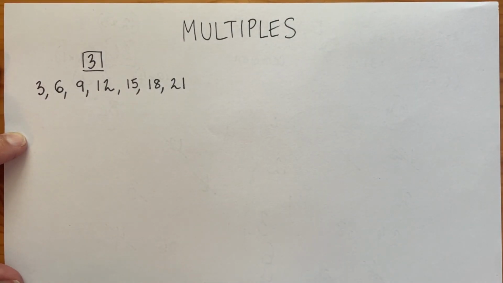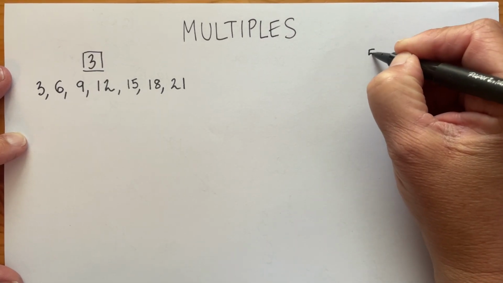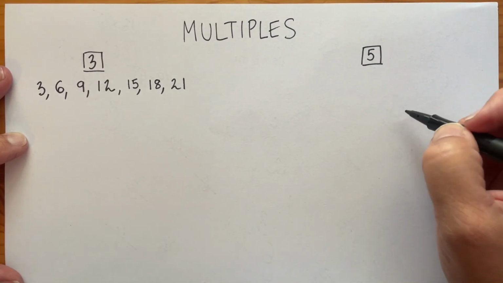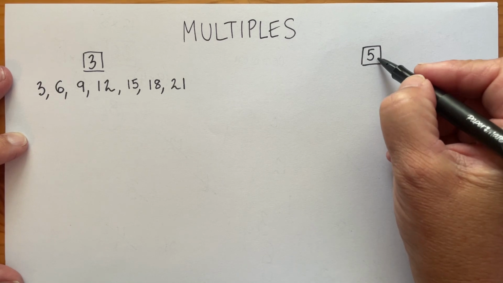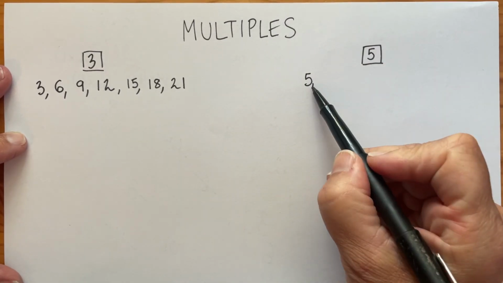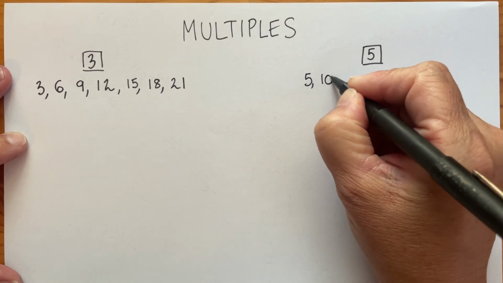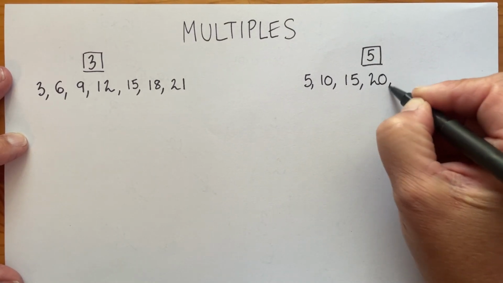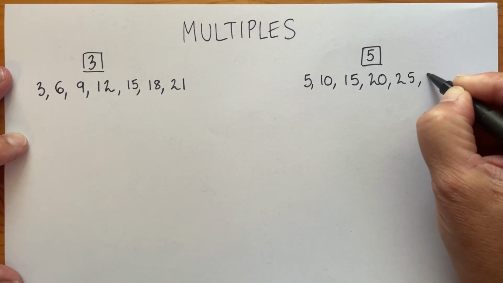Now, you might get a question that says, well, what are the common multiples of 3 and let's say 5? So now let's find the multiples of 5 so we can find which ones they have in common. So once again, if you're doing multiples, you always start with the number, because 5 times 1 is 5, 5 times 2 is 10, 5 times 3 is 15, and so on, and you can do this in your head. Just keep going.